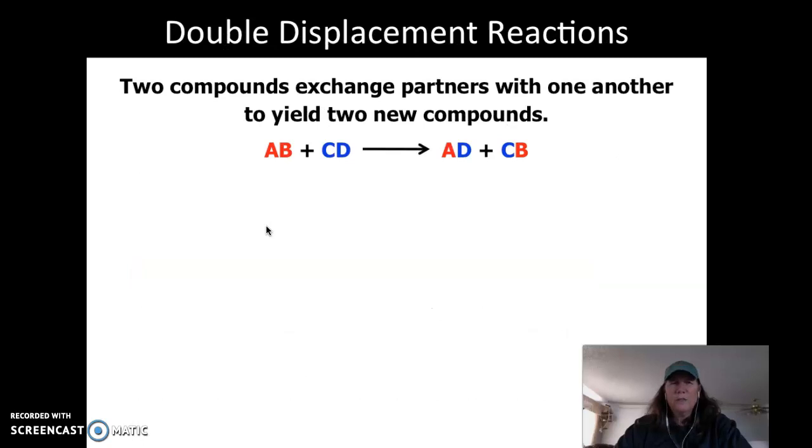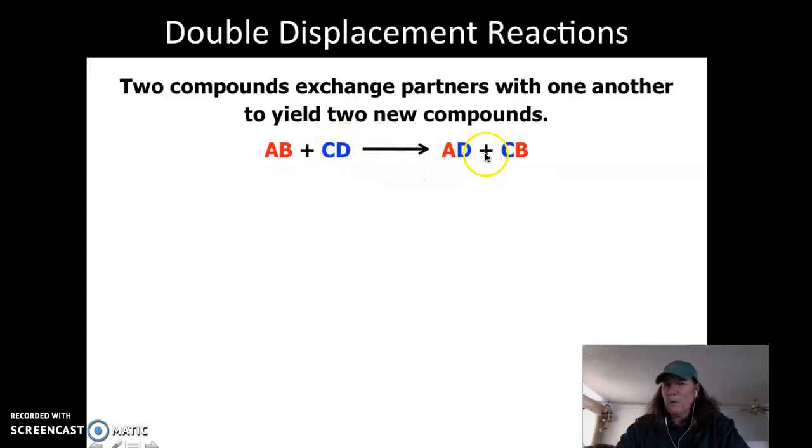Let's move on to double displacements. Double is like a single, only now instead of an element and a compound, and you end up with a new element in a new compound, now you have 2 compounds and basically they switch partners. So A goes with D and C goes with B. You always write the cation first, the positive one or the metal first, and then your anion, the negative one.